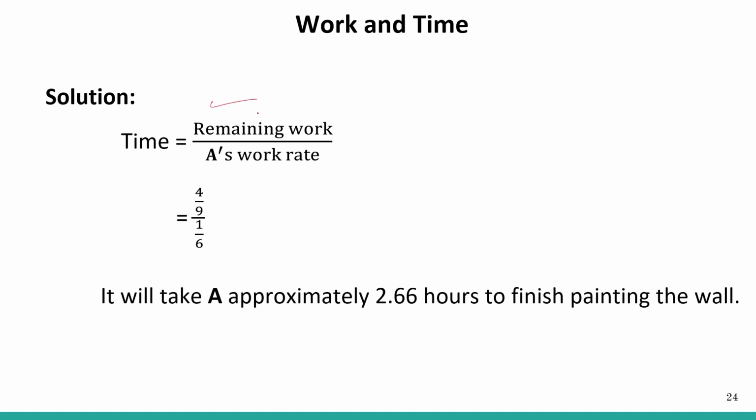So time is equal to remaining work by A's work rate, that is 4 by 9 whole by 1 by 6. So it will take A approximately 2.66 hours to finish the painting. This is equal to nothing but 24 by 9, which is equal to 8 by 3 hours, that is 2.66 hours.